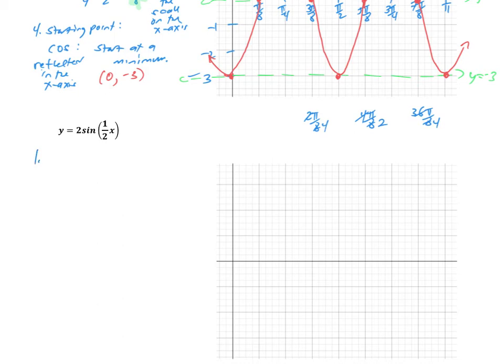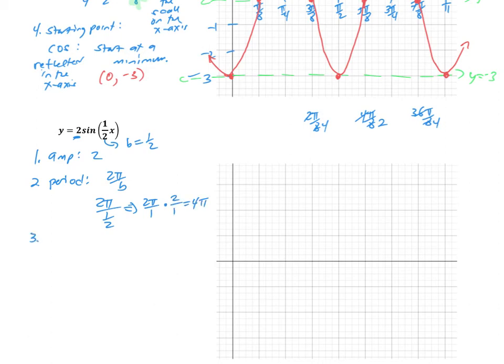Okay, so looking at this equation, the amplitude is 2. That comes from this a value. The period is always 2 pi over b. The b value here is 1/2, so this is going to be 2 pi over 1/2. Dividing fractions, easy as pi. Flip the second and multiply. So this is 2 pi over 1 times 2 over 1, which is 4 pi.